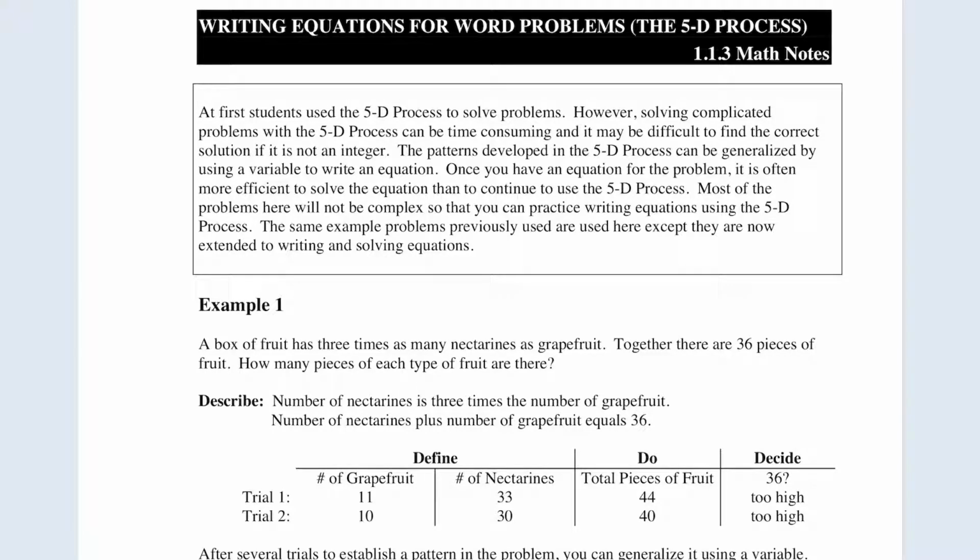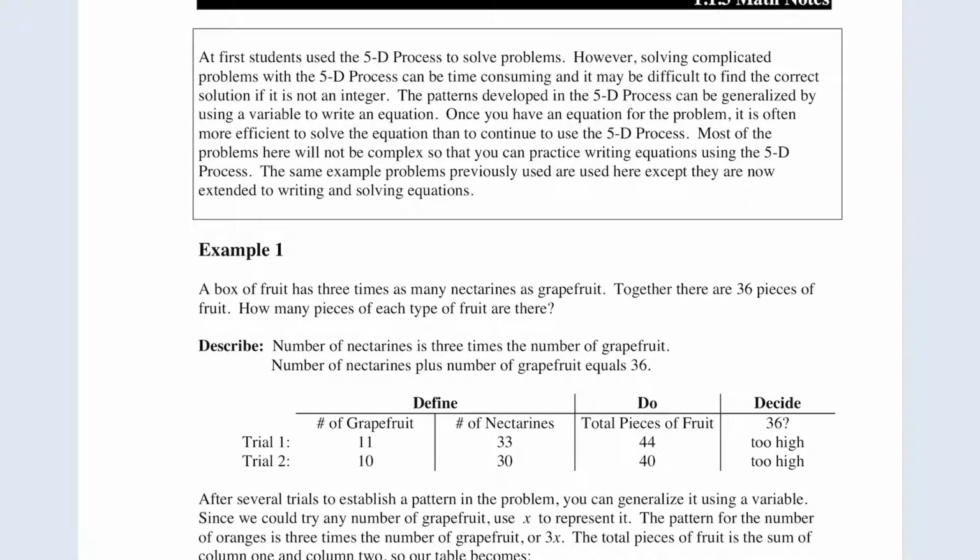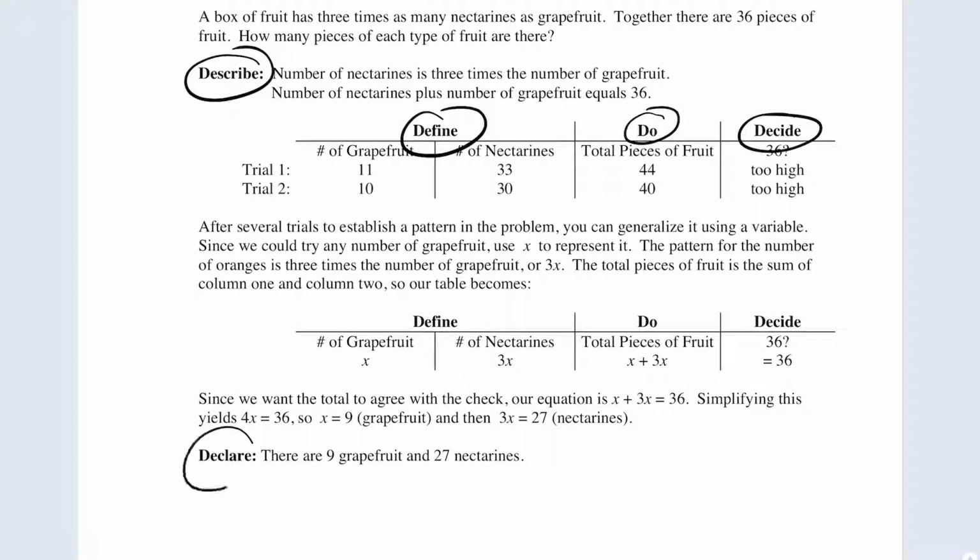So in today's video, we're doing 1.1.3. This is all about writing equations from word problems and then using those equations to help us find some information that we are looking for. In this curriculum, it talks about this thing called the 5D process. So the 5Ds are describe, define, do, decide, and then finally declare.